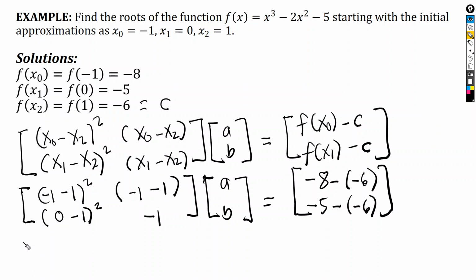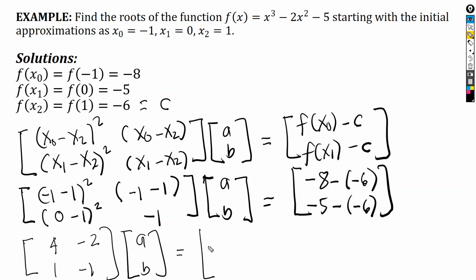Okay, so we have to simplify this. We have negative 1 minus 1, that is negative 2 squared, which is 4. 0 minus 1 is negative 1 squared, which is 1. We also have negative 2, negative 1, and then A, B. This is equal to negative 8 minus minus 6, which is minus 2, then negative 5 minus minus 6, that is 1. Simplifying this by performing row-column multiplication, we have 4a minus 2b equal to minus 2, and also a minus b equal to 1.